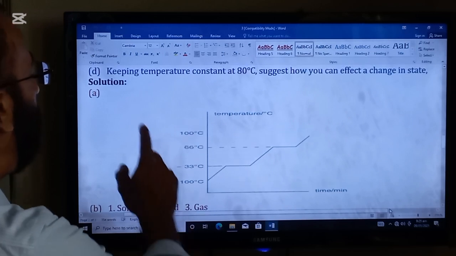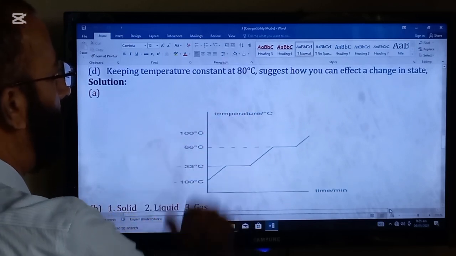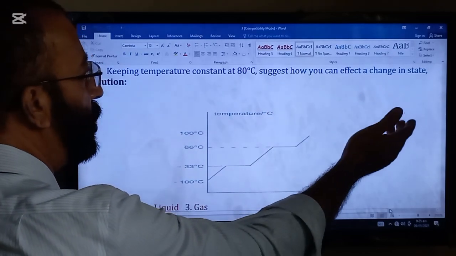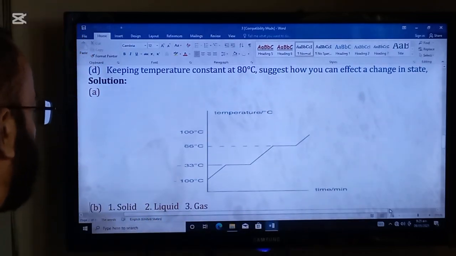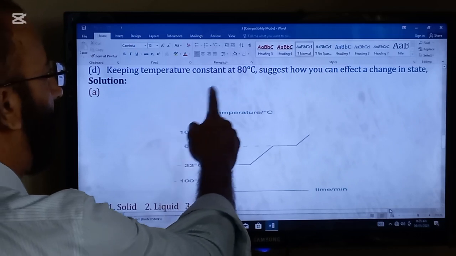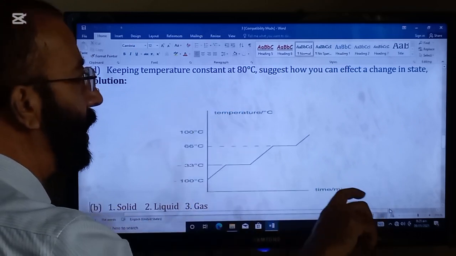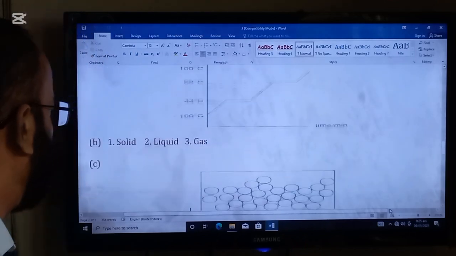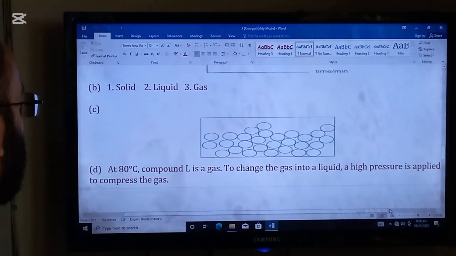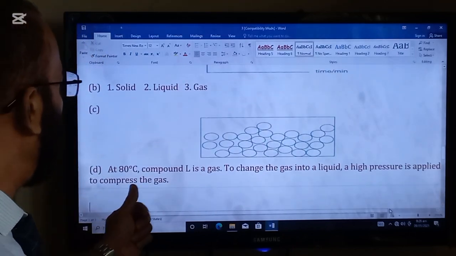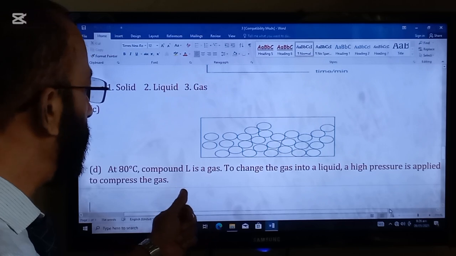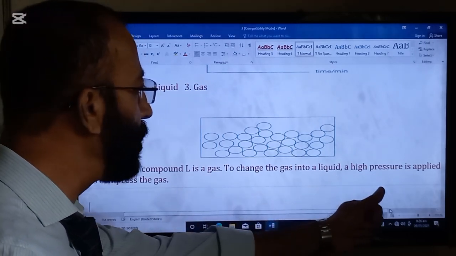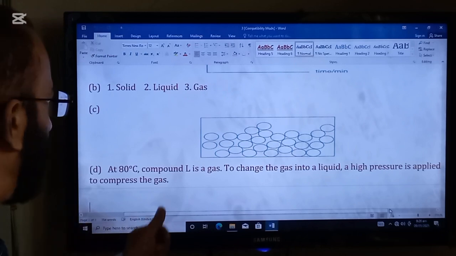D part is, keeping the temperature constant at 80 degrees C, suggest how you can affect a change in state. So the temperature will be kept constant. Definitely the other thing that can affect a change will be pressure. So at 80 degrees C, compound L is a gas. To change the gas into a liquid, high pressure is applied to compress the gas.